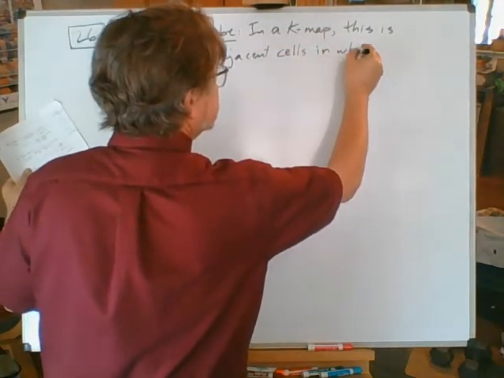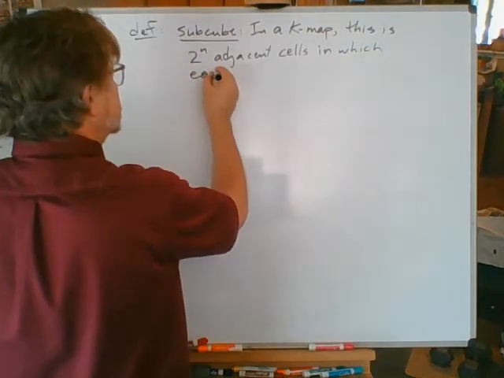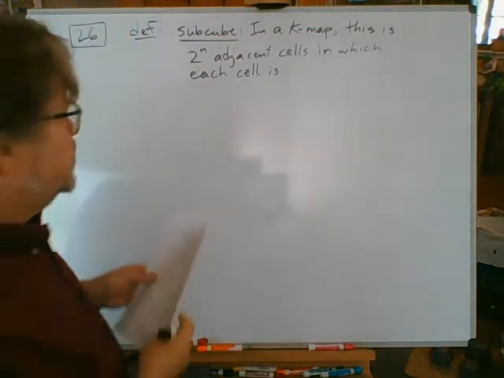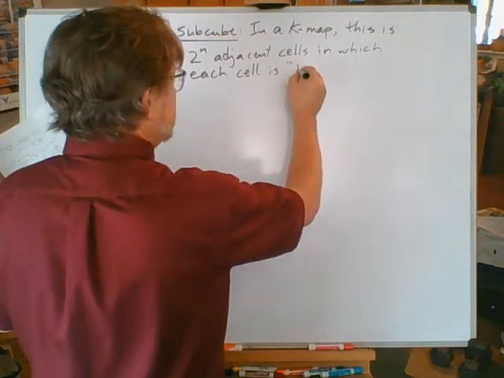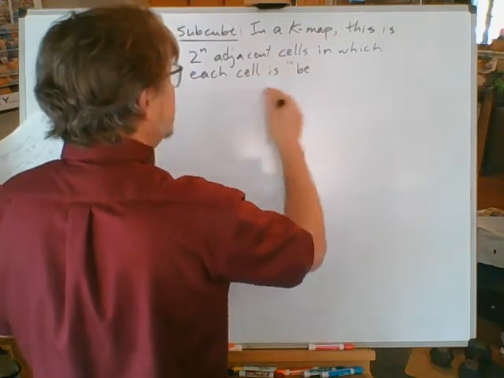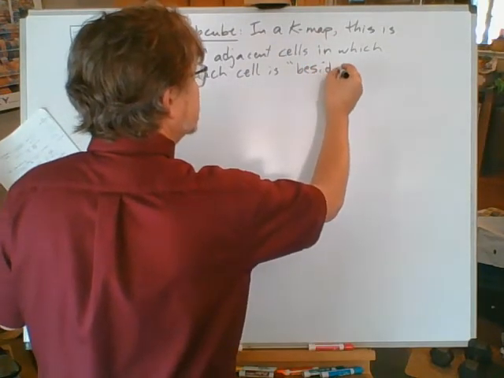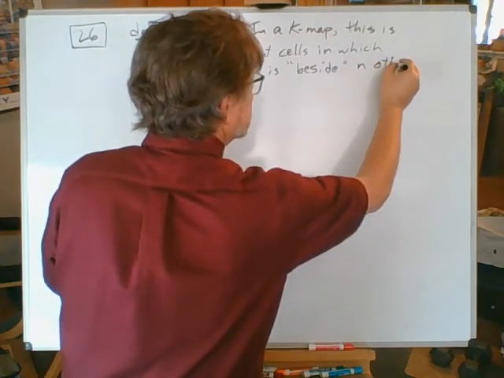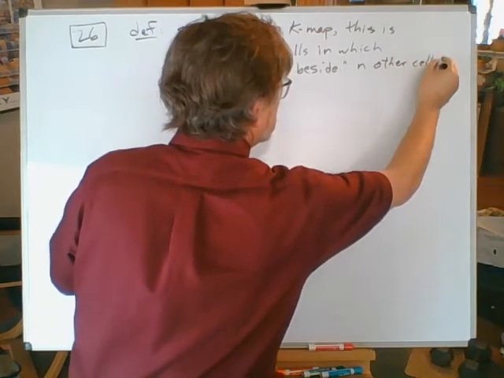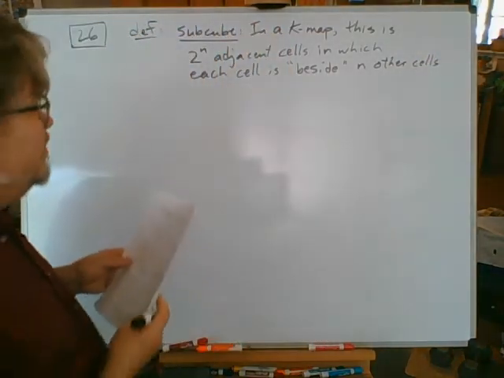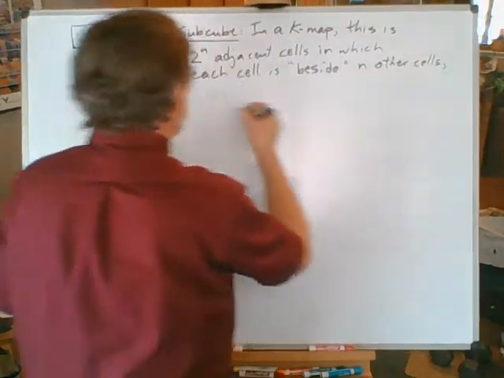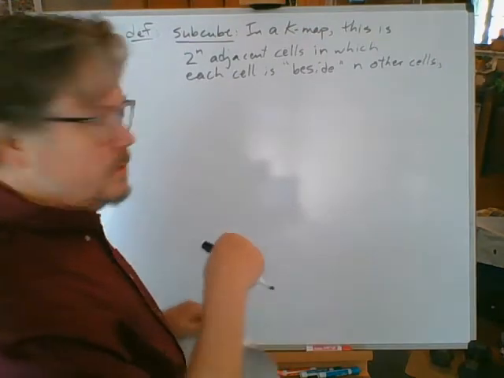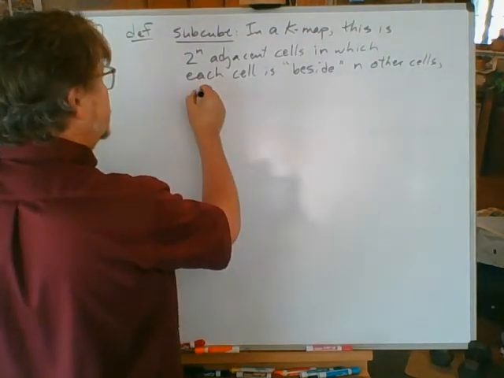in which each cell is beside, I'm going to put that in quotes, I'm using that as an alternative for adjacent because I've already said adjacent, in which each cell is beside other cells. We could be beside up and down, comma, including wraparound. Wraparound is when we did that pretend, you know, where the last column is right next to the first one. We'll look at some examples like that, including wraparound.